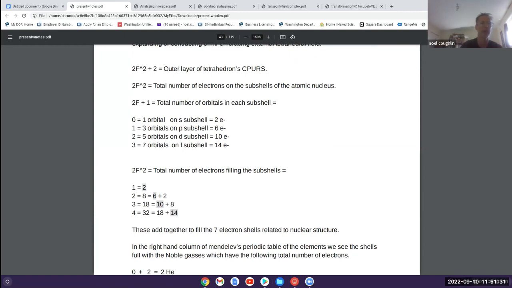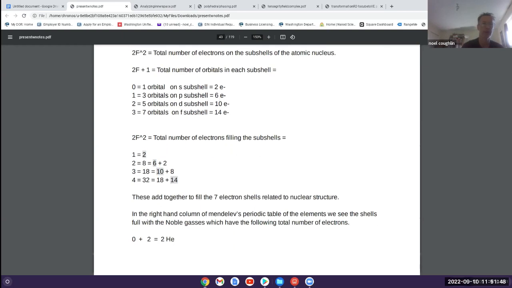2f squared plus 2 is the outer number of spheres on the tetrahedron's layer. Put 1, 2, 3, 4, and that's the total number of external spheres. Take away the 2 for the polar spin, and you get the total number of electrons on the subshells. 2f plus 1 is the total number of orbitals in each subshell. These are all basic formulas.